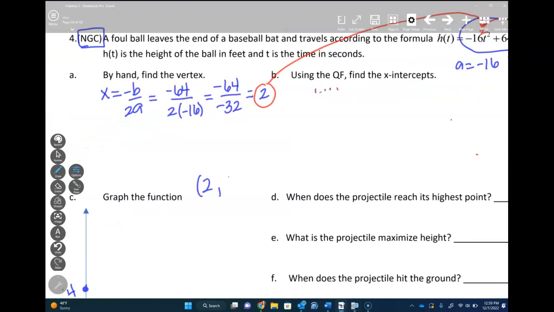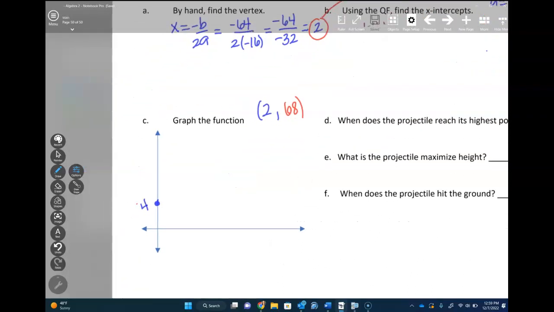Okay, so (2, 68). In your own words, what just happened? It's a ball, because it's getting hit. Yep, it's at its max peak at 68 feet in the air. So (2, 68). My graph's not super accurate, but (2, 68).